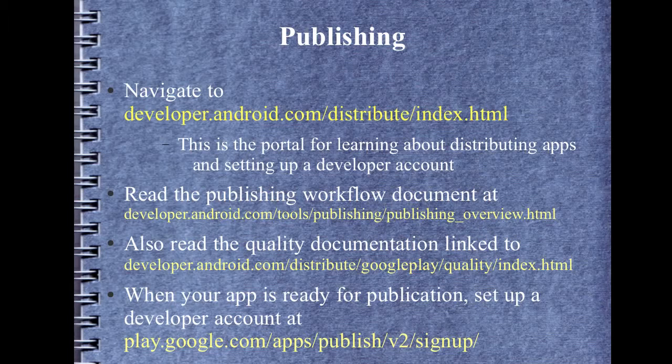When your app is ready for publication, in other words, you have followed the workflow and gotten your app ready for Android, and then you've also read and followed the steps in the quality documentation, then you should go to play.google.com/apps/publish/v2/signup, and this is the current link. This link could change, but the main button, the go ahead and publish button on developer.android.com/distribute/index.html, will always link to the current version of Google Play publication.